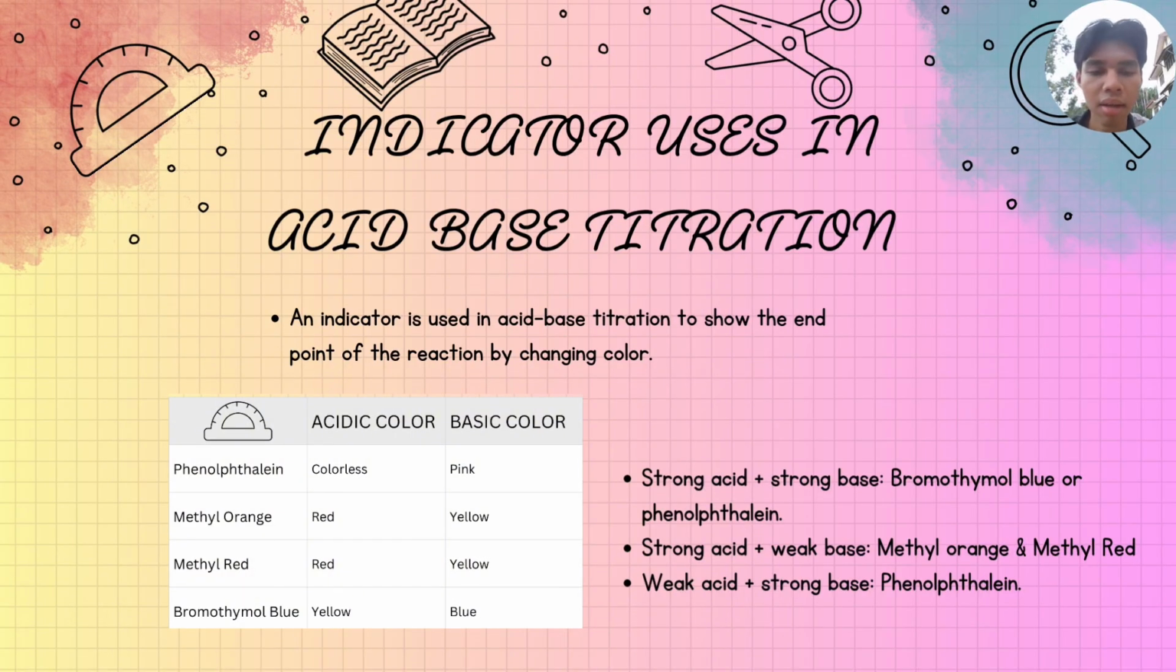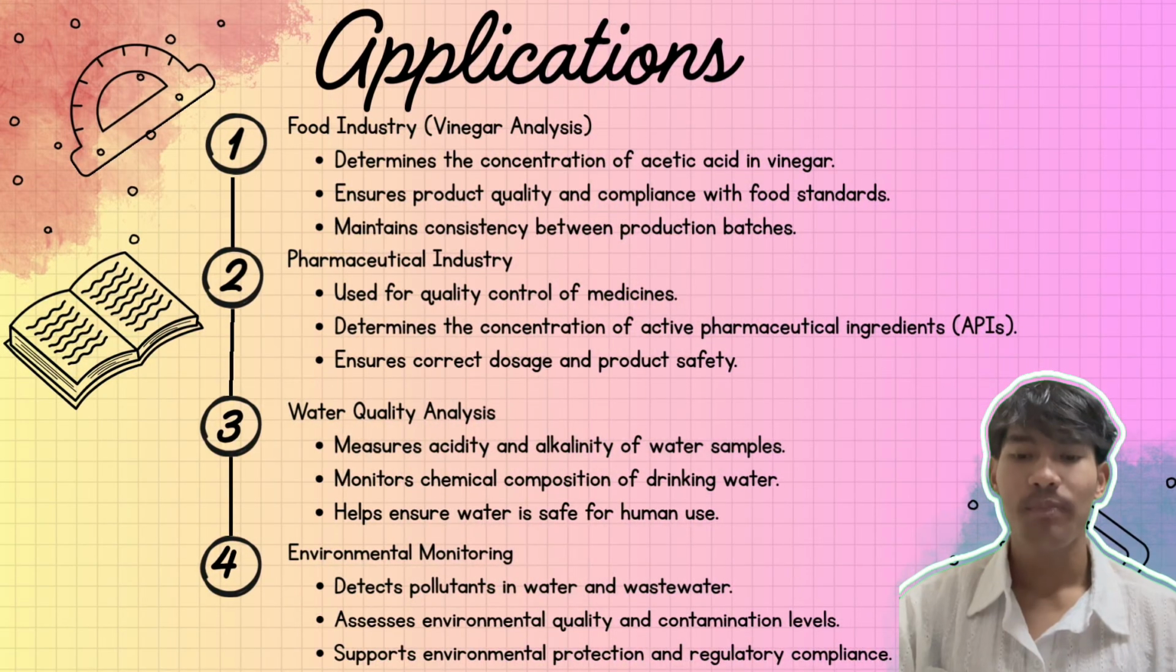So this is the conclusion from the indicators that we use. For strong acid plus strong base, we can use bromothymol blue or phenolphthalein. For strong acid and weak base, we can choose methyl orange and methyl red, and for weak acid plus strong base, we can choose phenolphthalein. Okay, now I want to explain about applications.